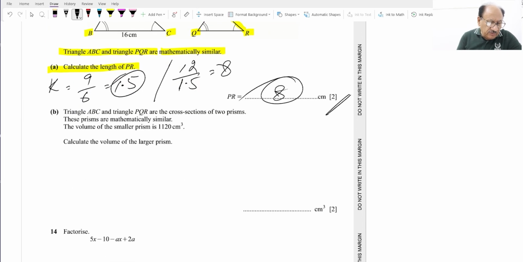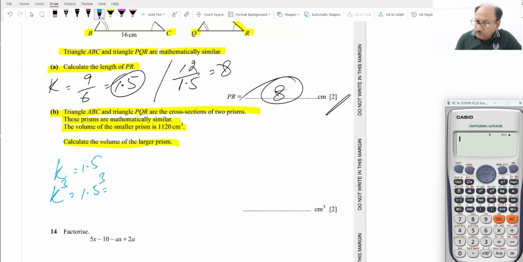Now they are saying the B part. The B part says the triangle ABC and triangle PQR are the cross sections of the two prisms. These prisms are mathematically similar. The volume of the smaller prism is given. Calculate the volume of the larger prism. So the same k value which we calculated earlier, which is 1.5. So we can find k cubed, which will be for volume. 1.5 cubed, this will be equal to what?